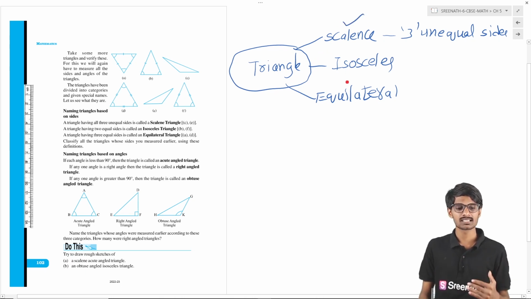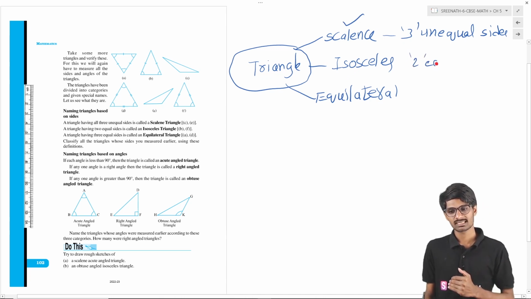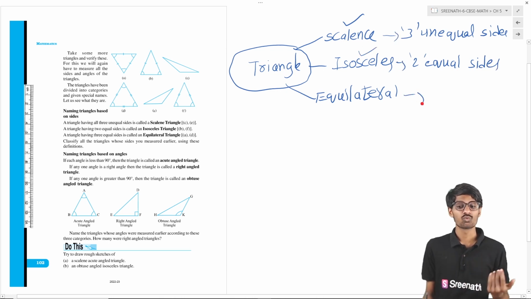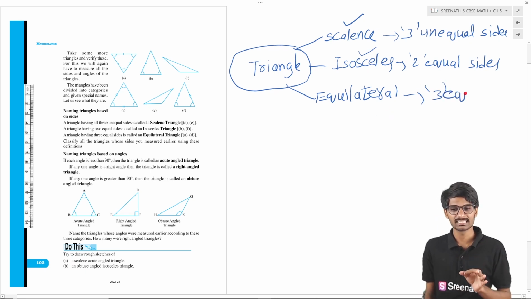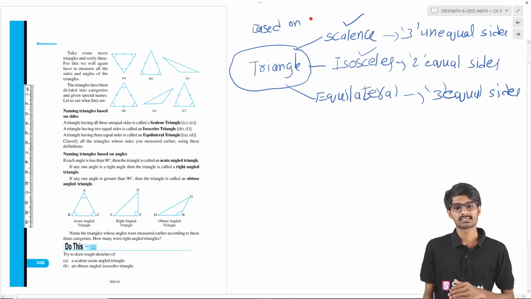When we say it is an isosceles triangle, if it has two equal sides, then we say that it is an isosceles triangle. When we say it is an equilateral triangle, if it has three equal sides, or all the sides are equal, then we say that it is an equilateral triangle, students. Okay. So this classification is based on sides or line segments.